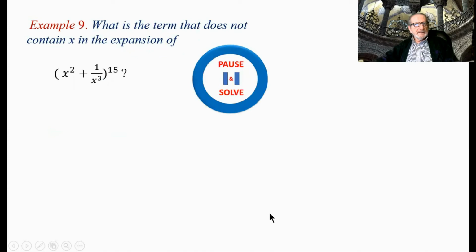Now, on your own, what is the term that does not contain x in the expansion of this, x squared plus 1 over x cubed to the power 15?